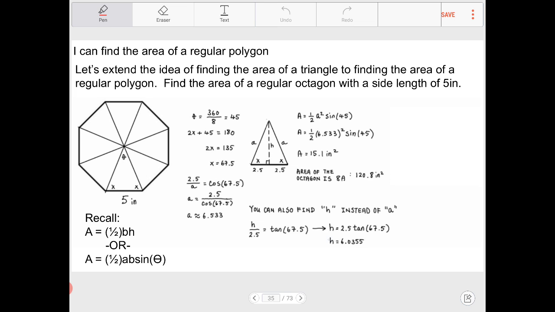Let's take this information, what H is, and the overall base, which is 5, and apply it into the formula 1/2 base times height. Area is equal to 1/2 times 5 times 6.0355, which comes out to approximately 15.1, to no surprise. We should have ended up with the same exact answer, in which we do. So again, the area of the regular octagon here turns out to be 120.8 inches squared. So again, no different.